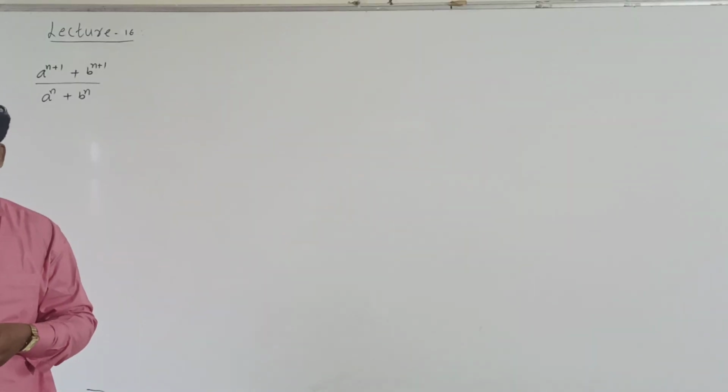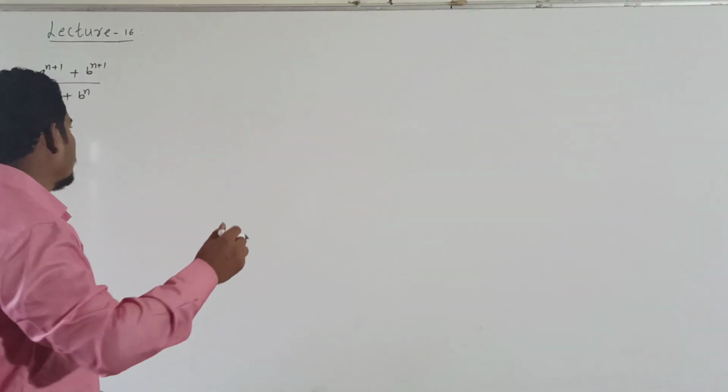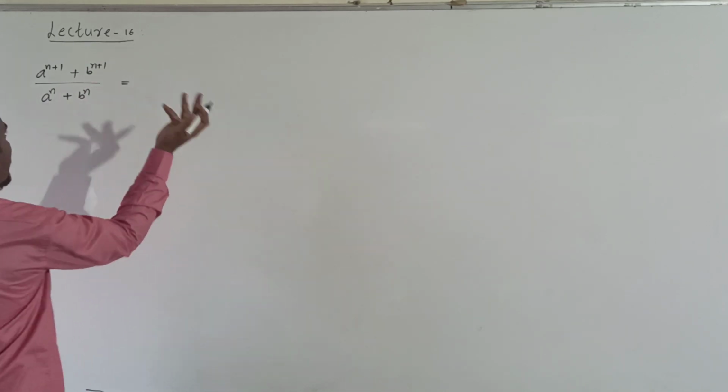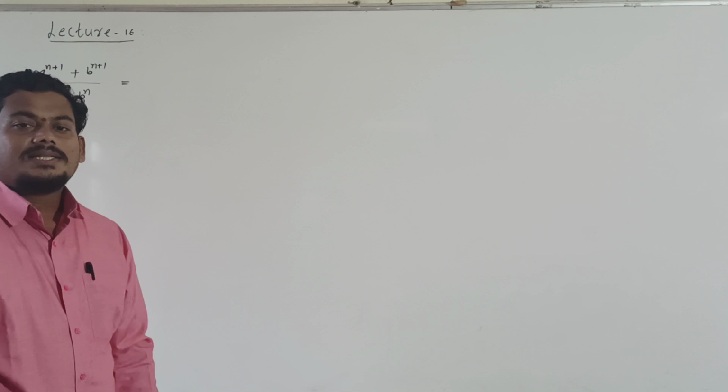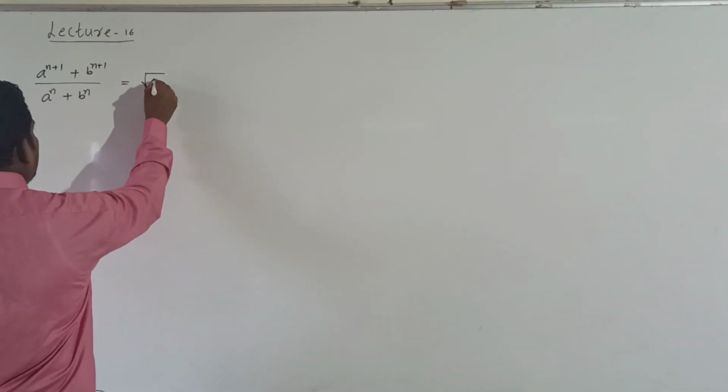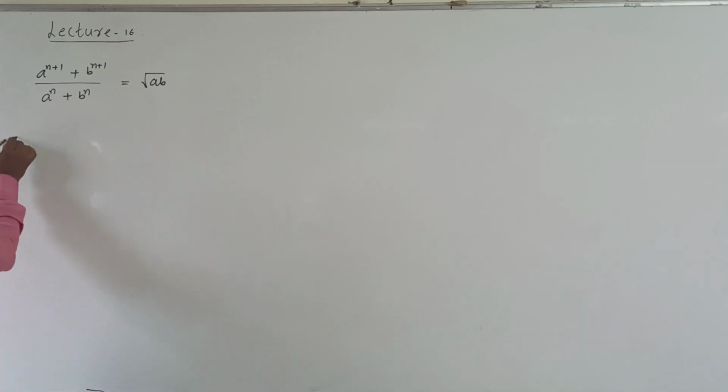And already we know what the geometric mean between a and b is. This expression may be the GM between two numbers. What is the geometric mean between two numbers? That is square root of AB. Square root of A into B.